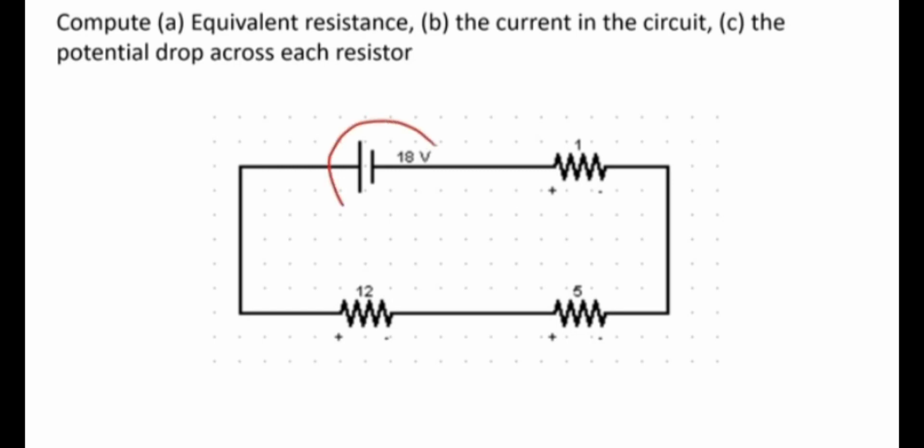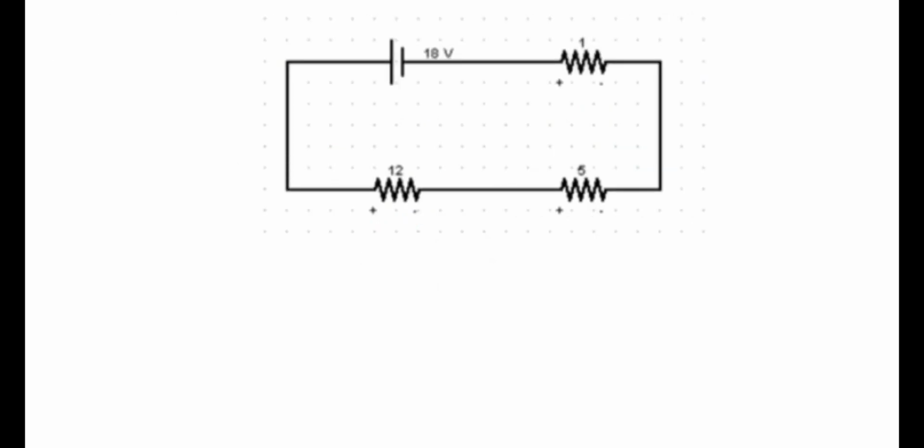So we have here a voltage source with a value of 18 volts. Then we have three resistors: this is R1, this is R2, then this is R3. R1 has a value of 12 ohms, R2 has a value of 5 ohms, and R3 is just 1 ohm. Given this circuit diagram, we can say that the three resistors are connected in a series circuit.